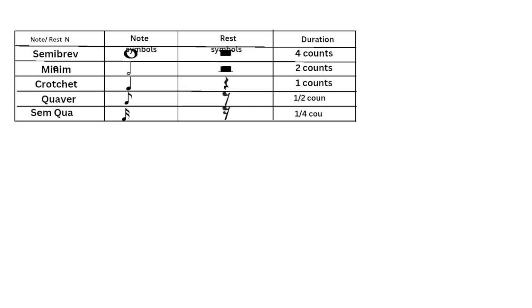The minim note value is 2 counts, and the rest value is also 2 counts. Crotchet rest. Crotchet note value is 1 count, and the crotchet rest is also 1 count.